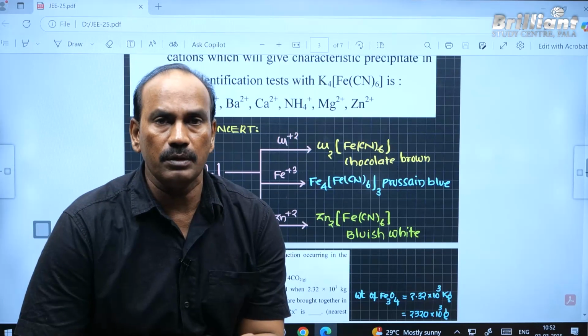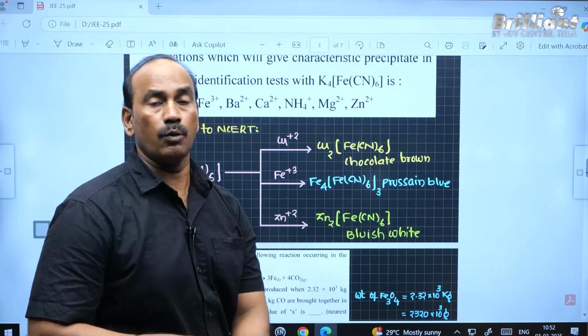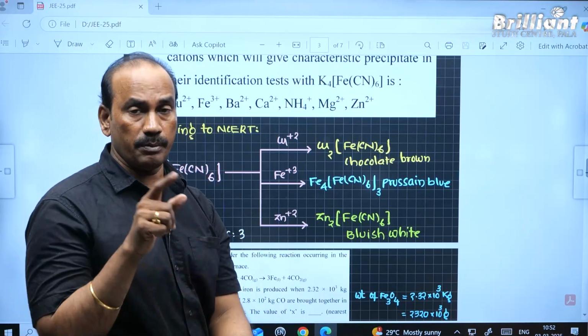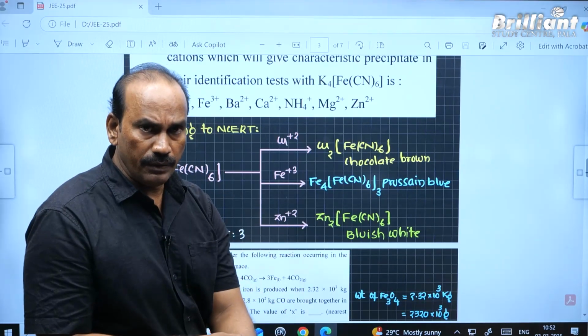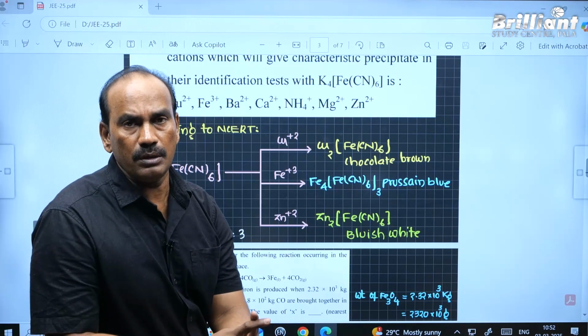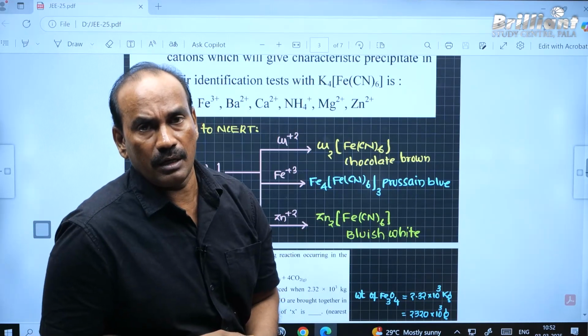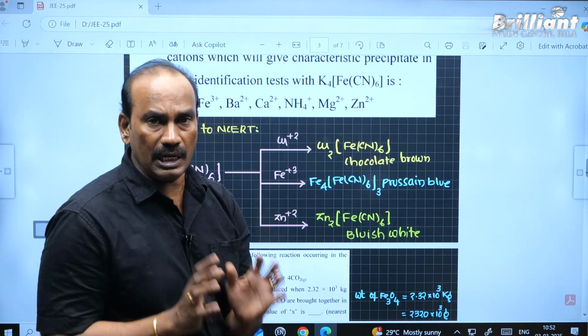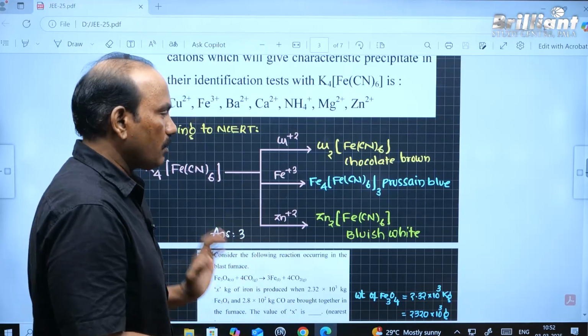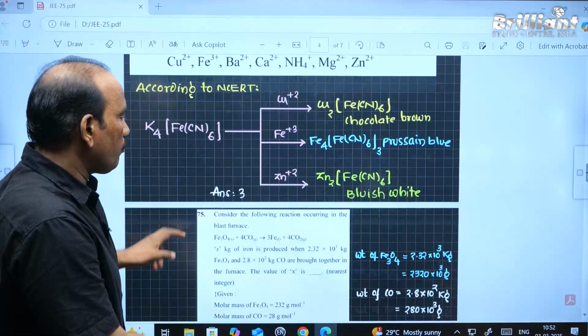One more is there. Nickel plus 2 with DMG. What is the color? Rose pink color. That is also very important. In the laboratory, nickel plus 2 is identified by using DMG. Next, aluminum is identified by using NaOH, giving a gelatinous white precipitate. These are the essential chemical reactions. Clear? Now, we go to the next question.